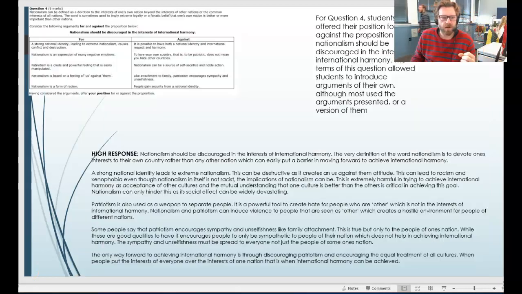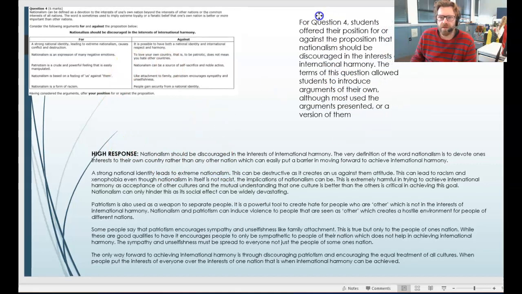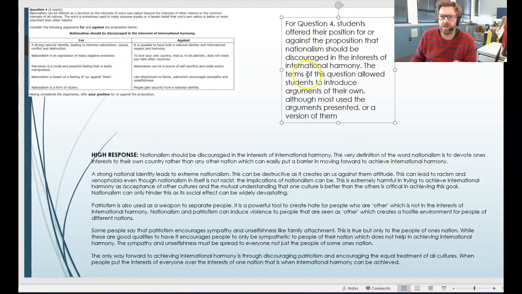All right, let's have a look. Here's a high response to that question. The terms of the question allow students to introduce their argument. Okay, here we go. Let's have a look and analyse this high-scoring response and how it's gone about it.